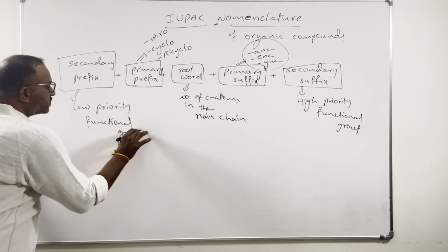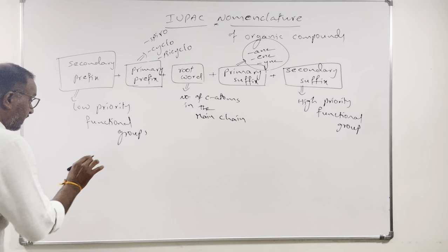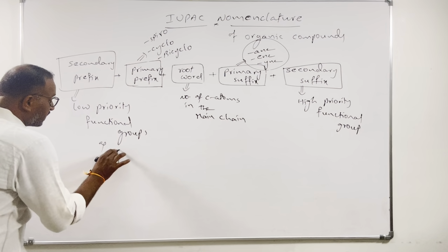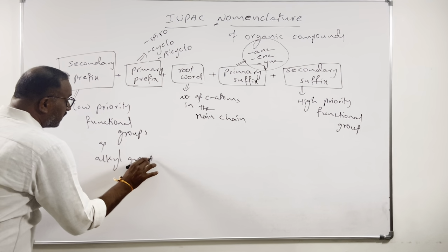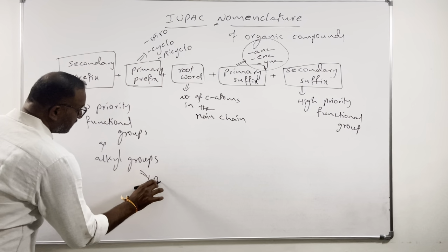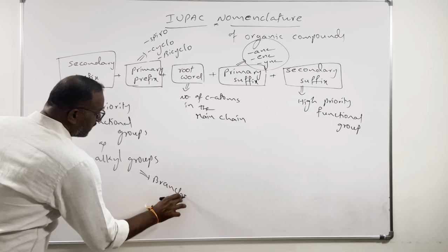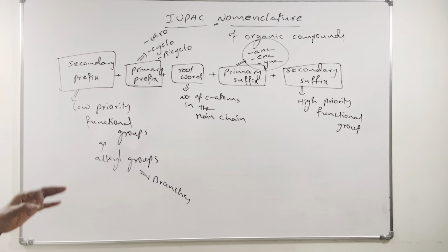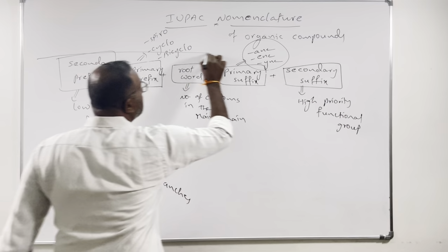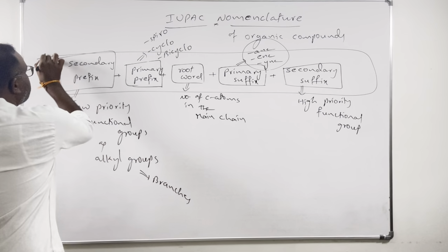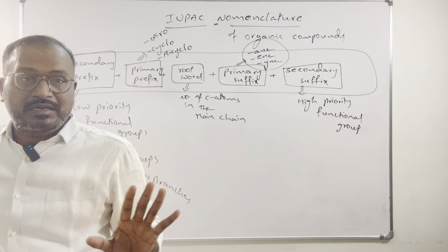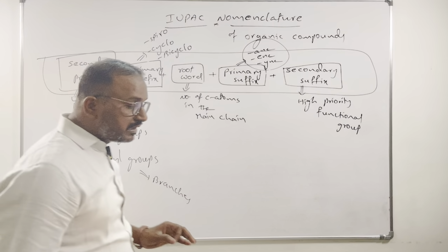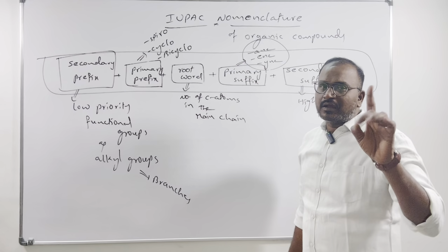Low priority functional groups should be mentioned here, and if any alkyl groups, meaning branches, are there, the name of that branch comes under secondary prefix. Like this, every organic compound nomenclature can be categorized into 5 concepts. If you know these 5 concepts, writing an organic name according to IUPAC is very easy.